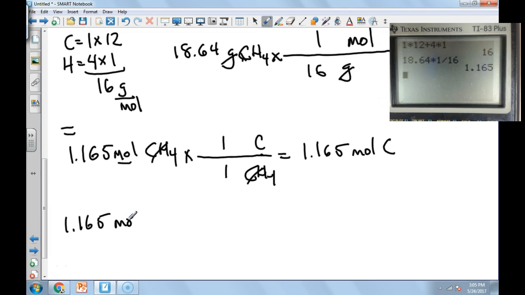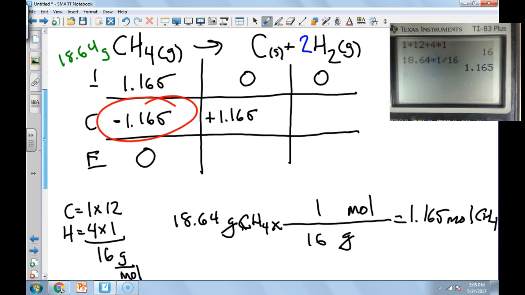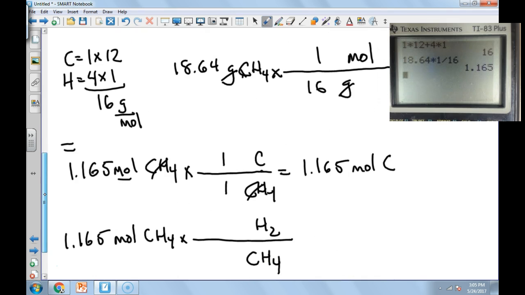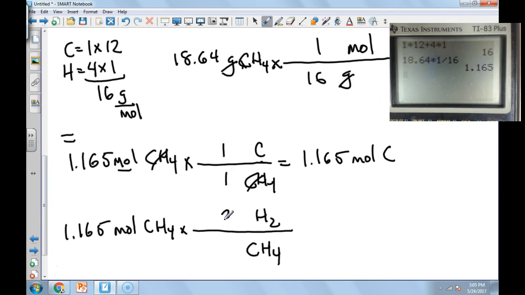Okay, now for the second one, we're still going to use 1.165 moles of CH4 methane. But now we're going to go from methane, and instead of carbon, we're going to go to H2. Now, a little more in-depth here, is that we have 2 moles of hydrogen gas for every 1 mole of methane. So in order to reflect that, we're going to put 2 hydrogen gas for every 1 methane.